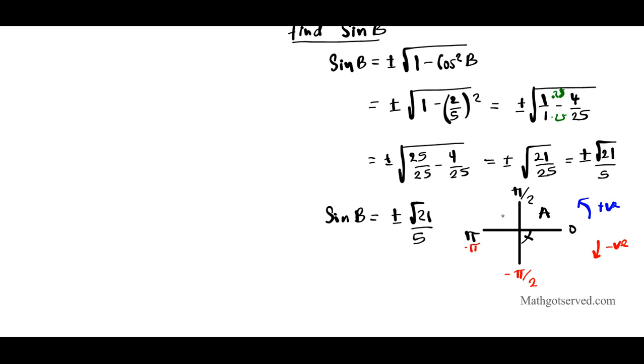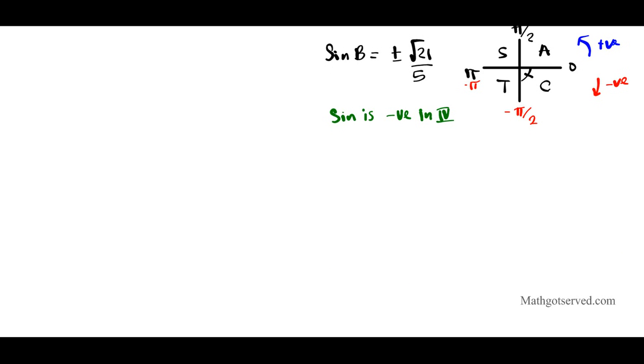So we know that all students take calculus. This C basically means that only cosine and secant are positive in quadrant 4. Is sine, cosine, or secant? No. So guess what? Sine is negative in quadrant 4. So we can conclude that sine B is negative root 21 over 5.